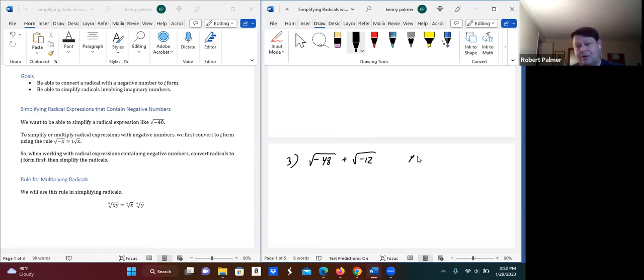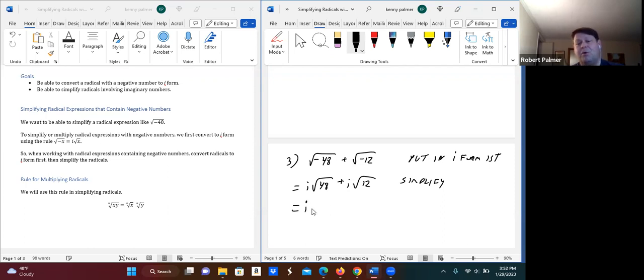So once again, like we did before, we'll put in i form first. And so we have i times the square root of 48, plus i times the square root of 12. Then we want to simplify the radicals if we can, because these are still not like terms, so we can't add them as they are.